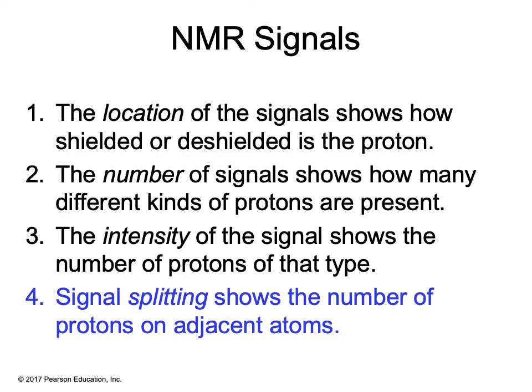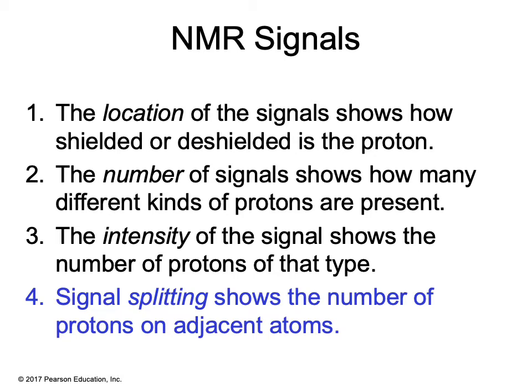Okay, and so the last part of the NMR signal, and probably the most complicated, is going to be the splitting. So every peak that we've seen so far has just been a single peak. But most of the time our signals are split into multiple peaks. And that tells us how many neighbors each hydrogen has.